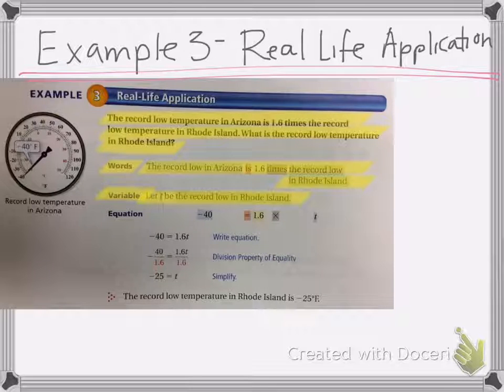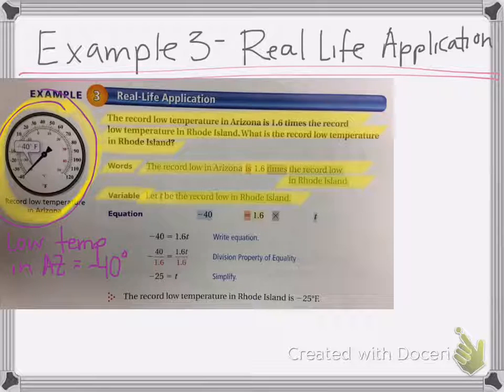Well, I don't need you to draw this meter over here, but what I would like you to do is to state, pun intended because we're talking about states, I want you to say low temp in AZ, that's the abbreviation for Arizona, equals negative 40 degrees. Okay, so you don't need to draw this meter over here. You don't need to draw that unless you want to. But what I do need you to write is this. Okay? So we have that written out in words.